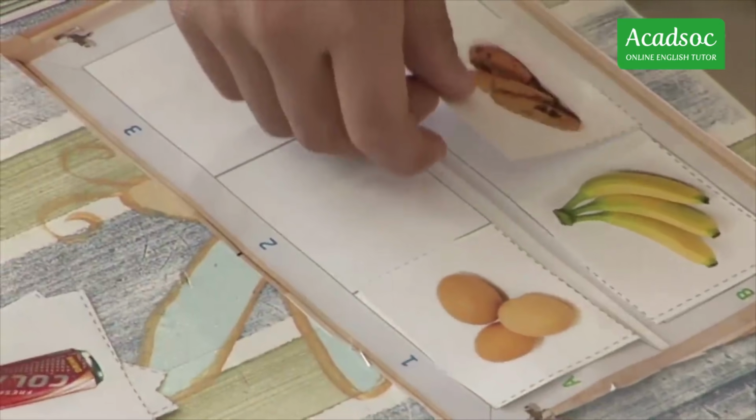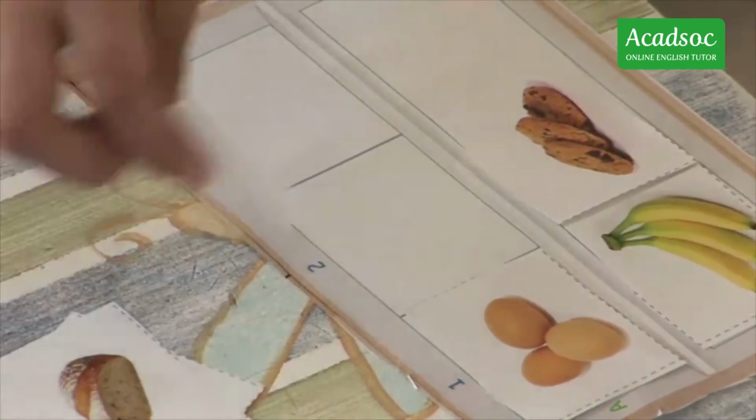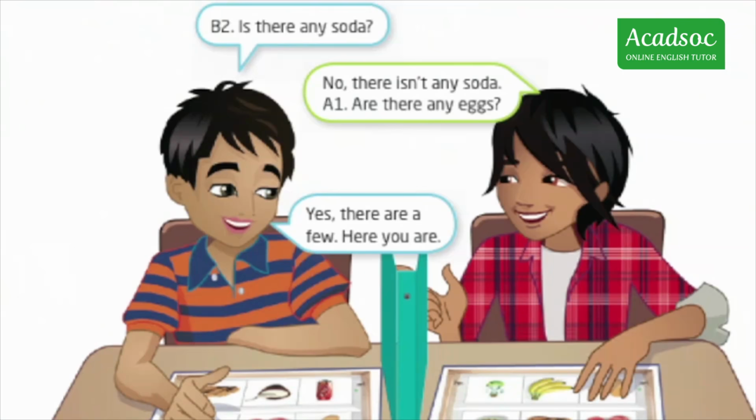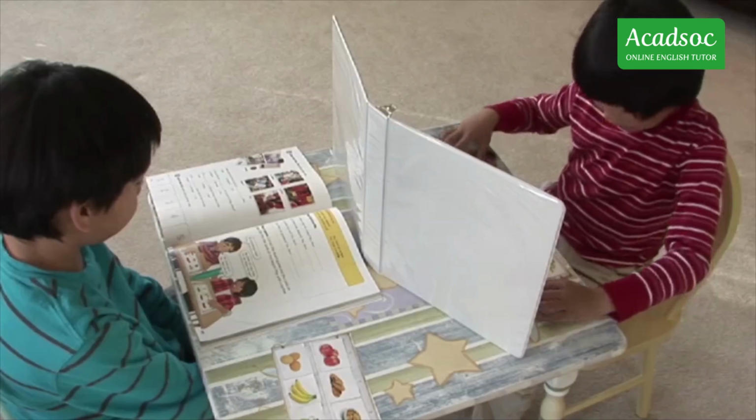Then they place them on the board, making sure their partner doesn't see where. Students ask and answer questions following the grammar point of the lesson. Using this question and answer pattern, students try to find the location of pictures on their partner's board. Notice there is a model of the expected dialogue for the students to follow.